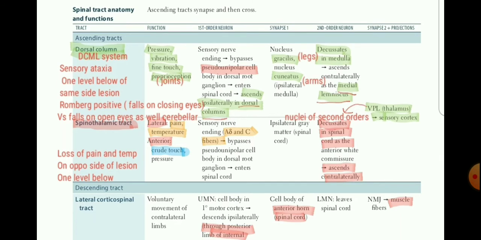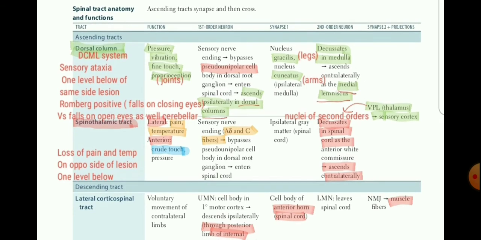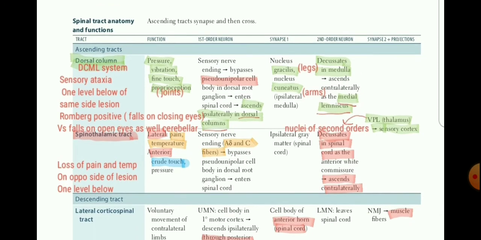The disease is sensory ataxia, because if one cannot perceive the joint position, he or she will have an ataxic gait, and also loss of vibration and fine touch on the same side, one level below, because the entering first-order neuron into the spinal cord joins to the second order, and that uses up one level at least. So one level below, symptoms are seen. In dorsal column, it is on the same side because it ascends ipsilaterally, and in anterolateral it is on the opposite side, one level below the lesion.